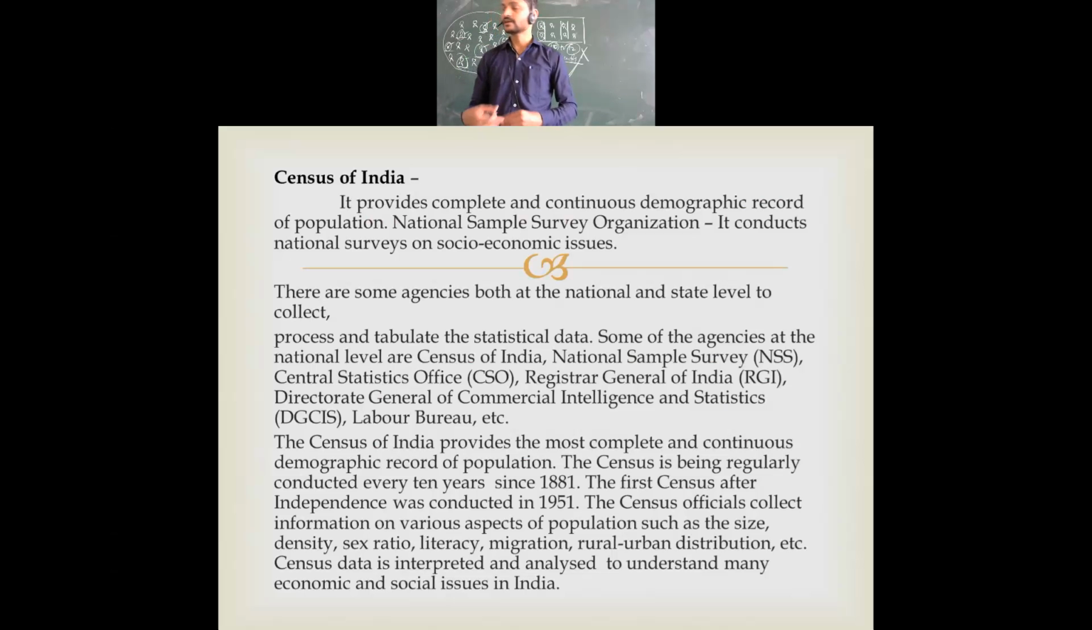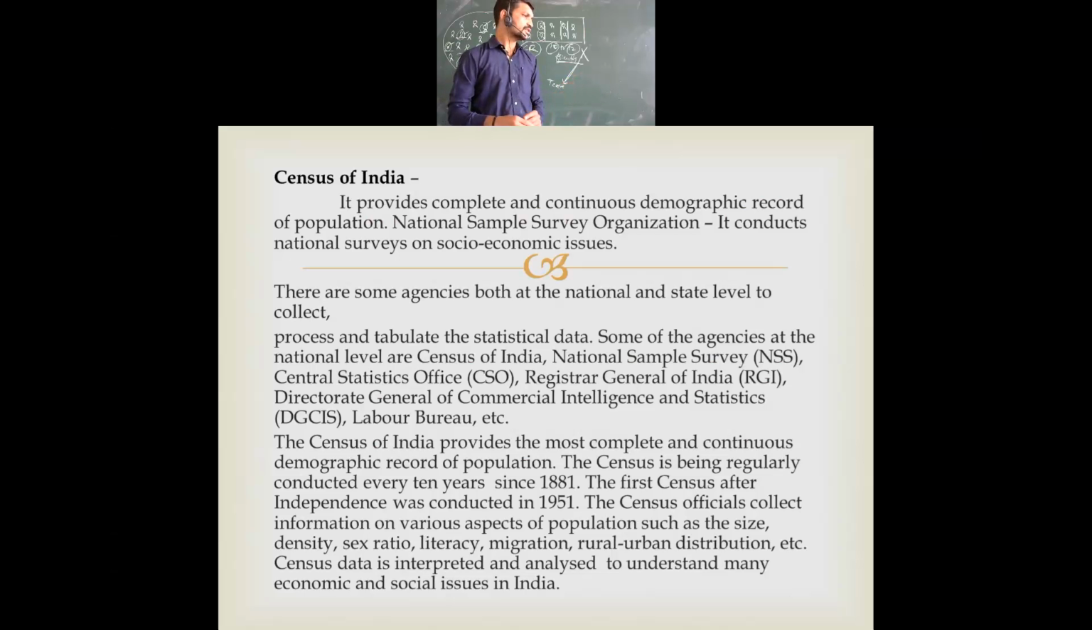Whatever economic issues and social economic issues we are having, you are going to get them in the National Sample Survey Organization. Then next, see, there are some agencies, both national and state level collection. We are having some of the agencies which do the work of collecting the information, and possess and tabulate the statistical data. That is what few of the agencies have been selected to collect the information, statistical data.